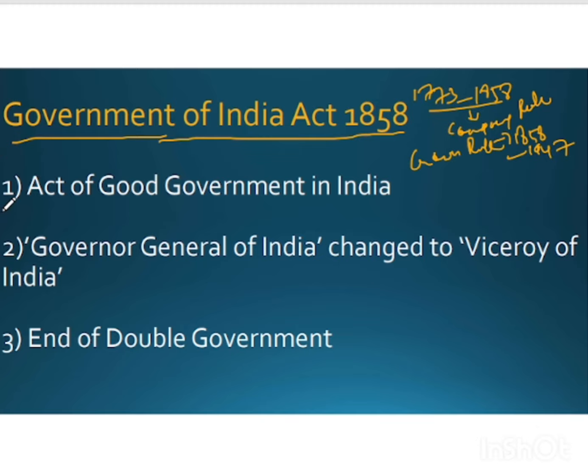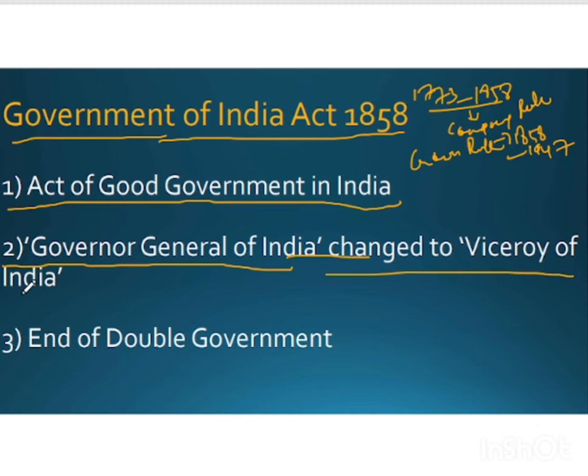Now the first point is that this act is also called the Act for the Good Government of India. The second point is that the designation Governor General of India changed to Viceroy of India. This is also one pertinent change. I would like to highlight some points you need to remember. Through the Regulating Act of 1773, the Governor of Bengal changed to Governor General of Bengal, right?